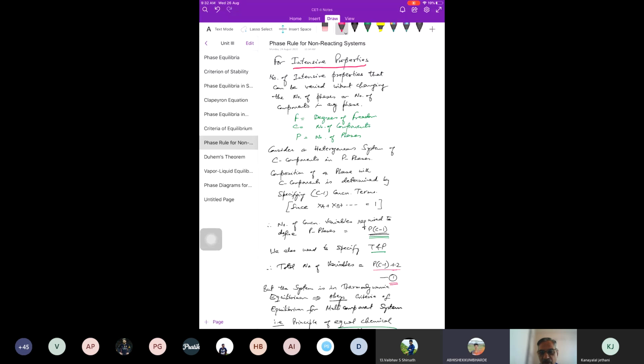Volume, mass. It depends on quantity, right? Anything which depends on quantity is extensive. That is mass, volume.